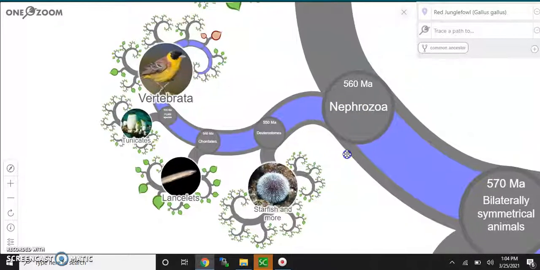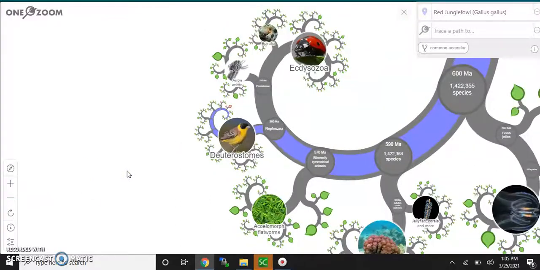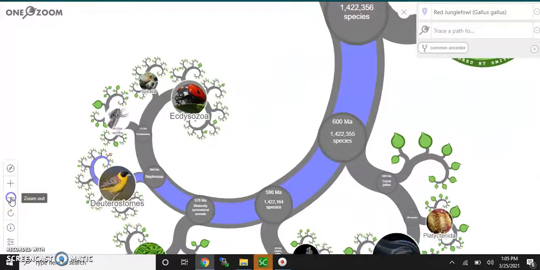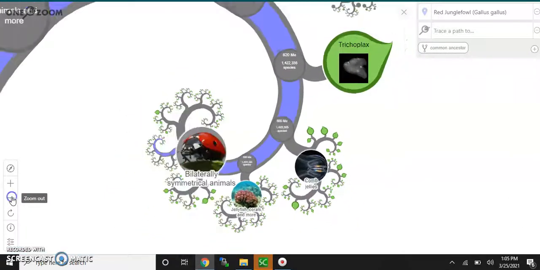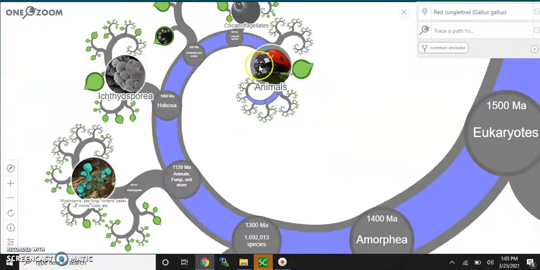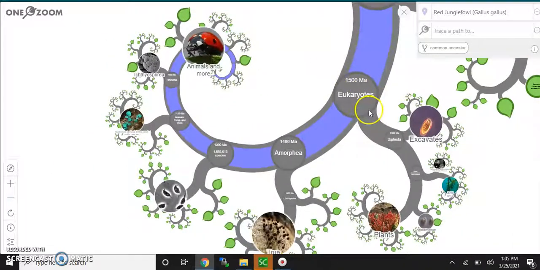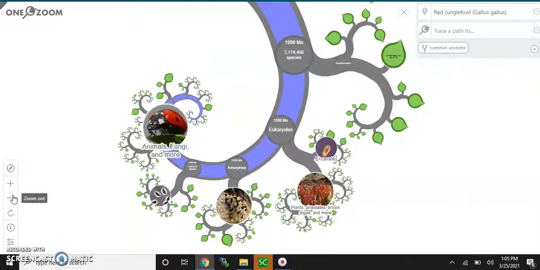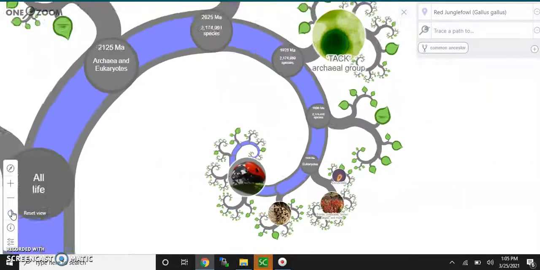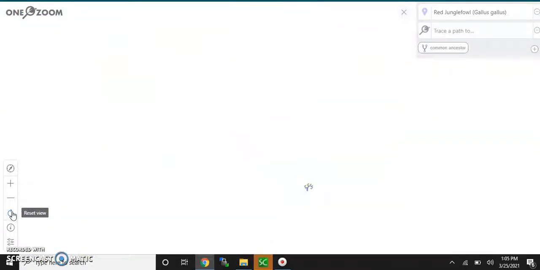Nephrozoa, I wrote down, that's an important clade to pay attention to. Zooming out some more. Get animals. So that is the last big clade. Oh, also eukaryotes, but that's pretty obvious. But so eukaryotes and then animals and then going in further into the cladogram. So this pretty much will back me out just about to the end here. And there we go.